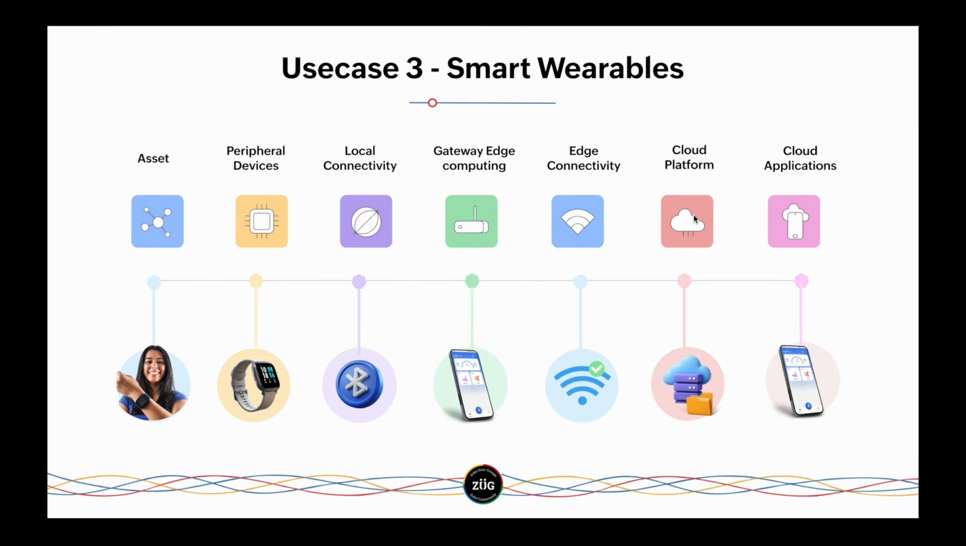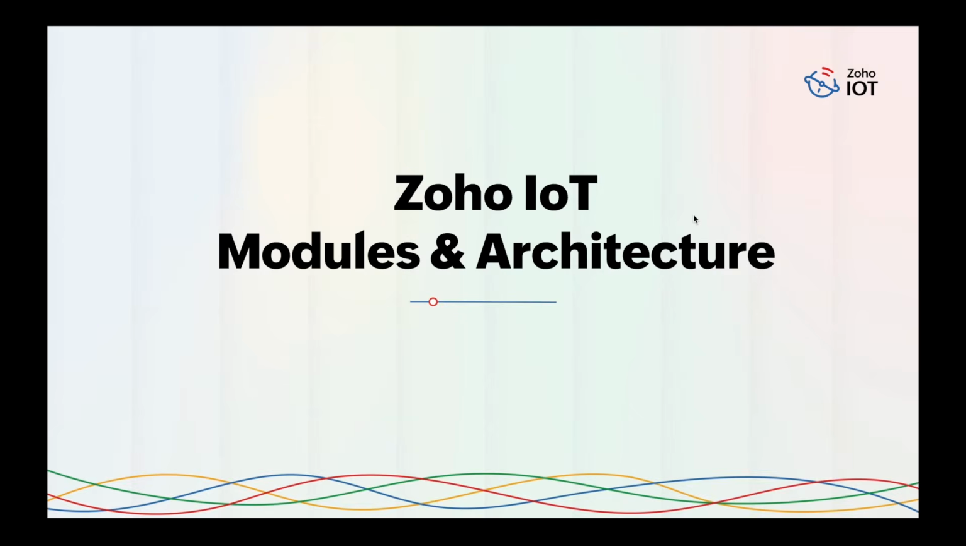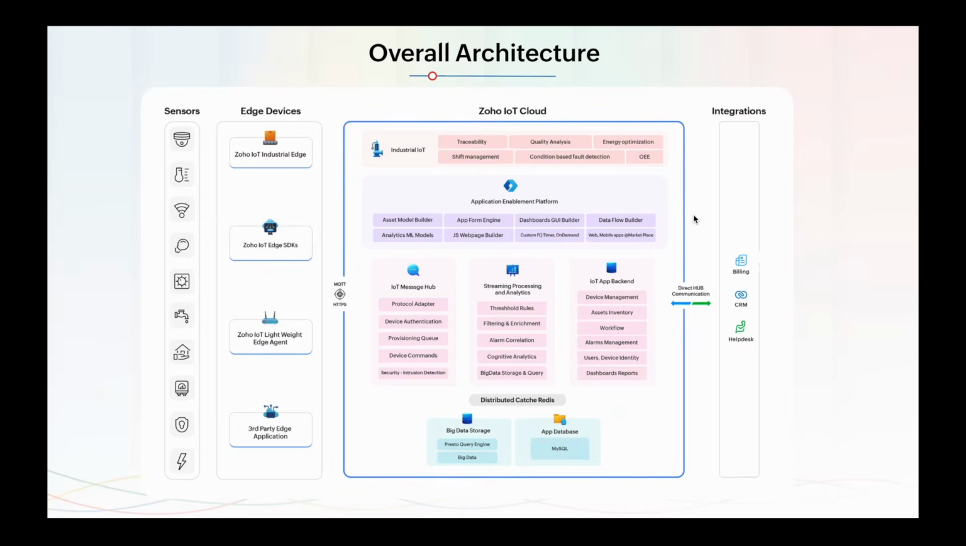So similarly, we could apply this to any of those IoT use cases. The fundamental technology stack remains the same. So with this, let us enter into the Zoho IoT modules and architecture. This is the overall architecture, the engineering view. You can see the left side is devices and the edge software capability, and the right side is the cloud capability.